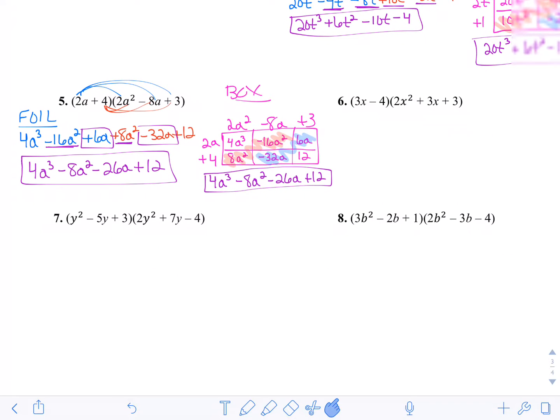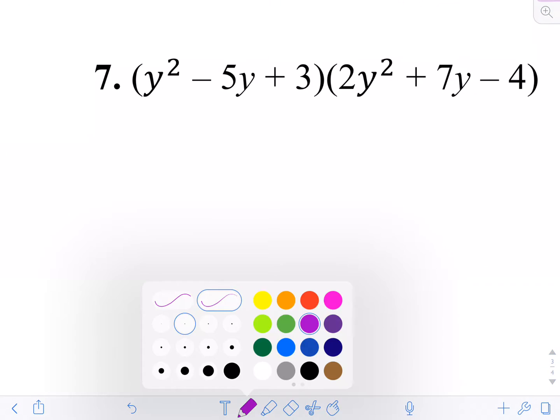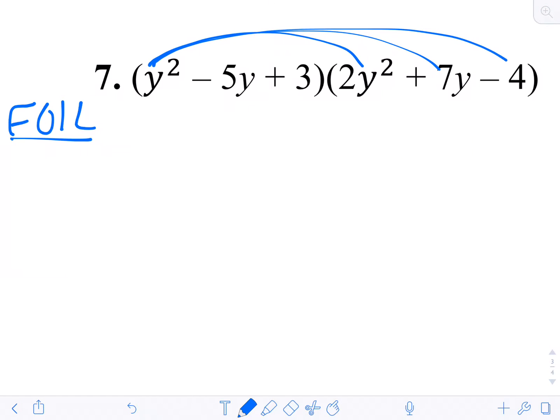Alright, I'm going to do these last two and then call it good and be done. Okay, so number 7, first we're going to FOIL. So I have y squared that I'm going to distribute to all of this stuff. Oh, this is going to be fun. This is a long problem. Okay, so y squared that we're going to distribute to all this stuff.